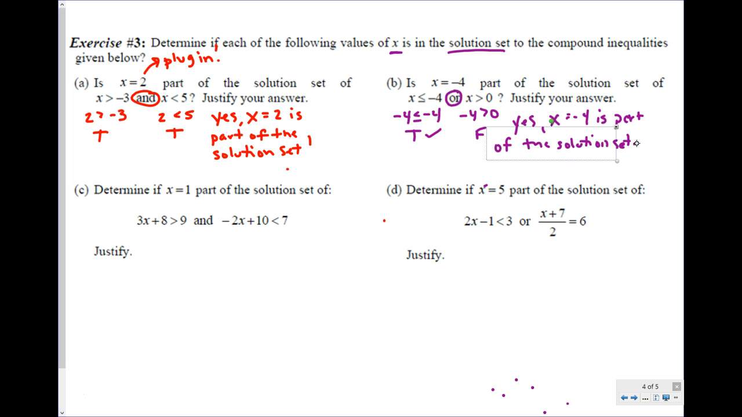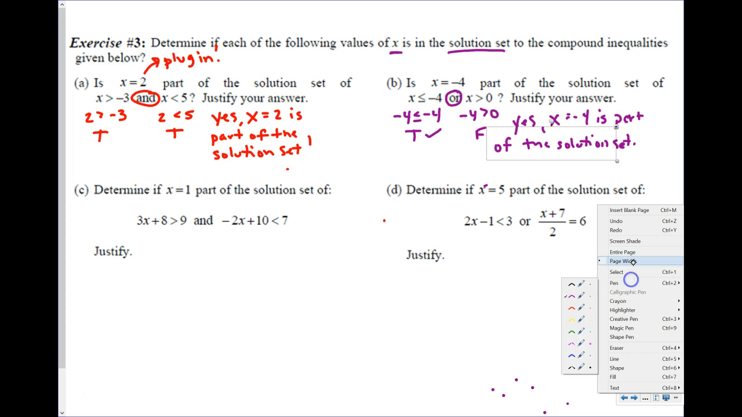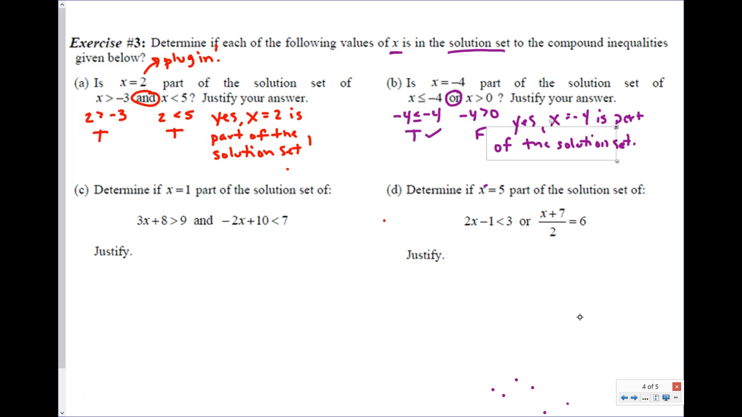Try doing C and D on your own, plugging in the number they give you and seeing if it works with the equation. So pause the video, try on your own, and unpause when you're finished.